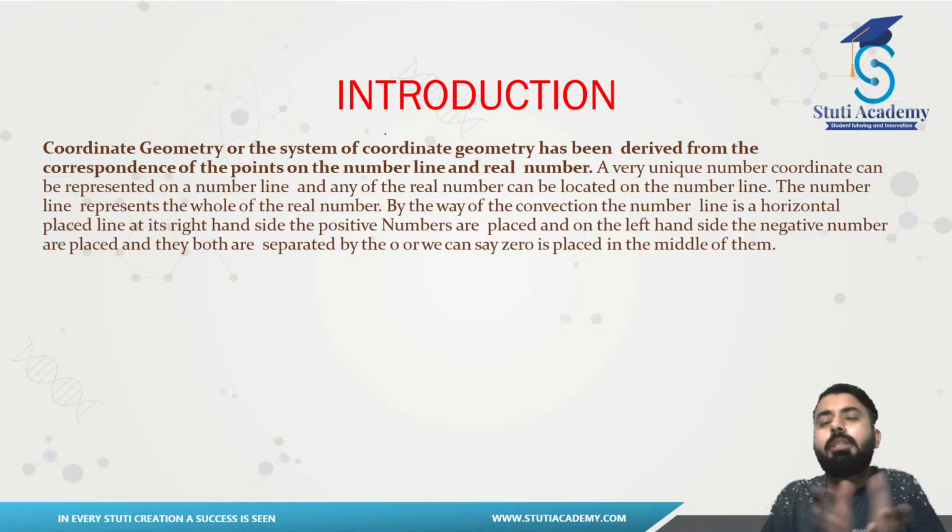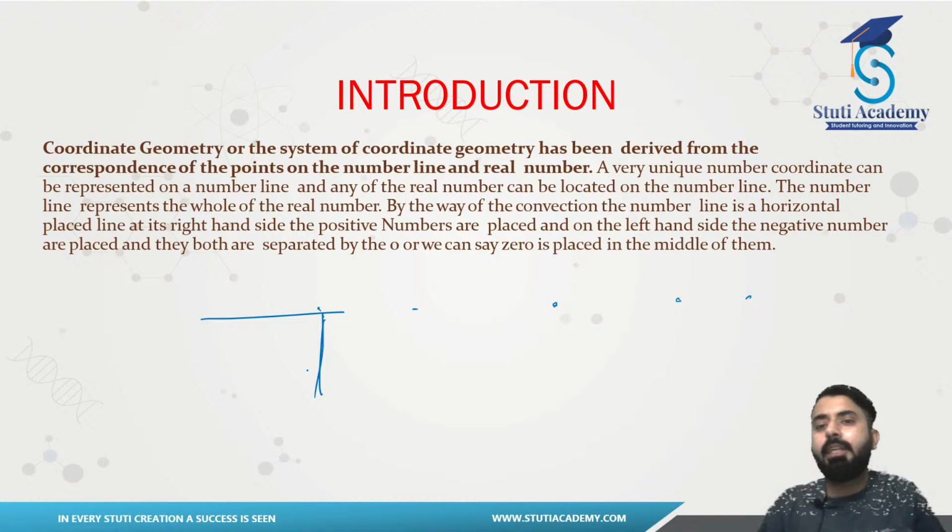So coordinate geometry, or the system of coordinate geometry, what is it? It is the points on a number line that are put at equal intervals. They are generally the positions of an object with respect to their vertical and horizontal distances. If you plot them together, you will be getting a line. That line is your number line, and that will be your coordinate geometry, that will be your Cartesian plane there.